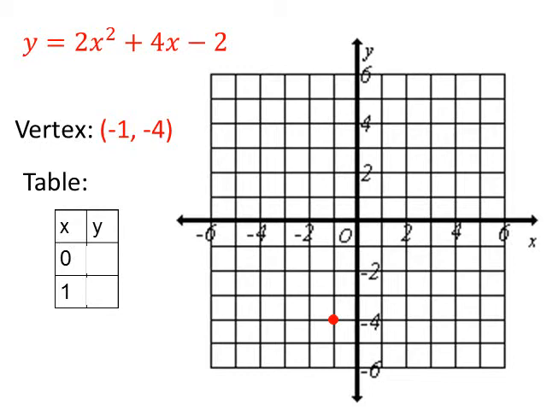0 is pretty easy because that means the first two terms are both 0. So all I'm left with is negative 2. So then I plot that point. Then I can plug in 1, and that gives me 2 plus 4 minus 2, which is 4. So I plot 1, 4. And I use my knowledge that this shape is going to be a parabola, and I connect the points. Now I use my knowledge that this is a symmetric equation, and I draw it the other way. And there I have my parabola.